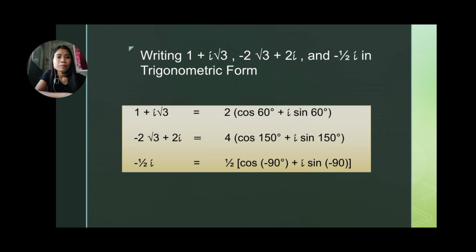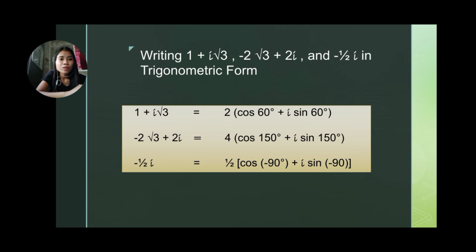So writing 1 plus i square root of 3, negative 2 square root of 3 plus 2i, and negative 1 half i in trigonometric form. In finding the trigonometric form of those complex numbers, we use r equals the square root of x squared plus y squared. And in finding theta, we have tan theta equals y over x, or the opposite over adjacent.